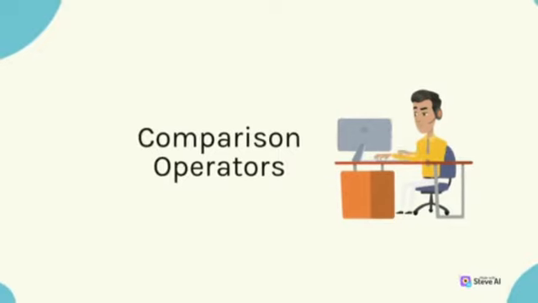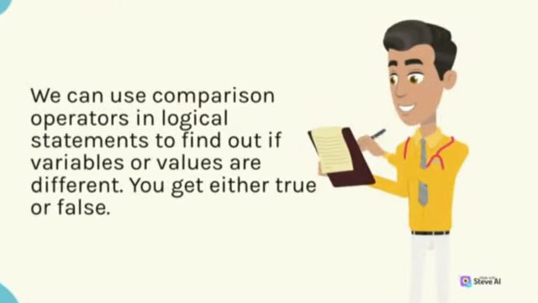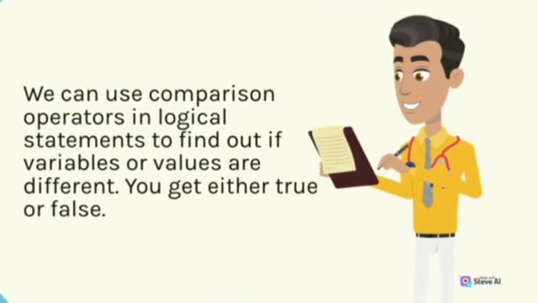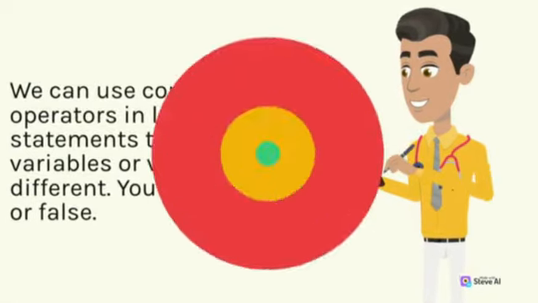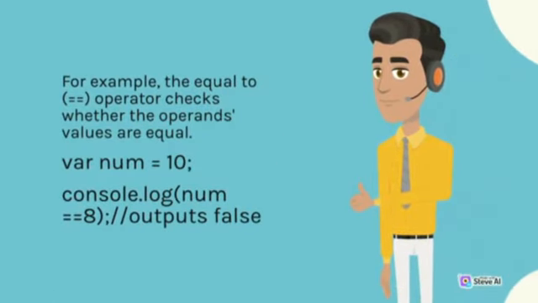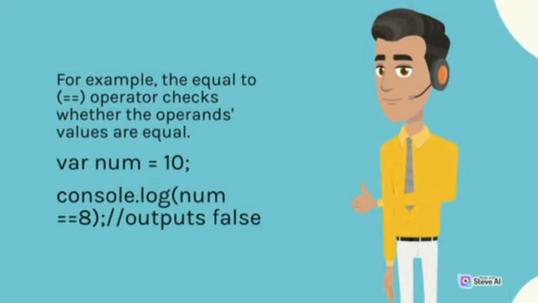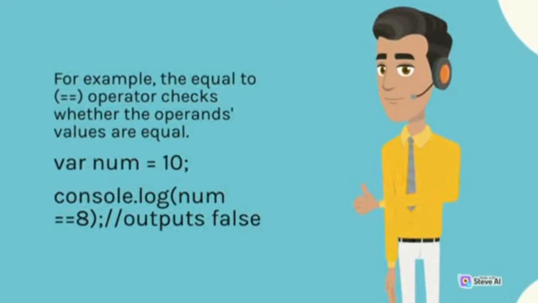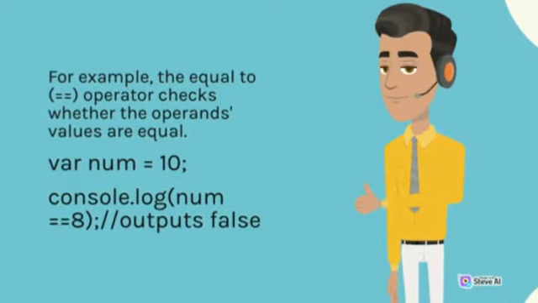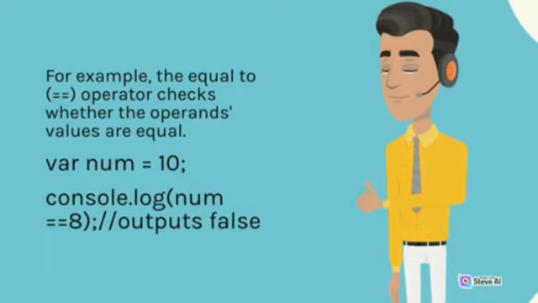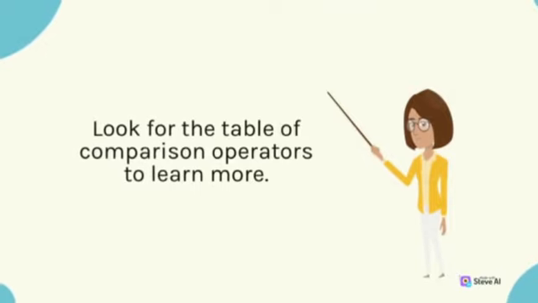Comparison operators. We can use comparison operators in logical statements to find out if variables or values are different. You get either true or false. For example, the equal to operator, double equals, checks whether the operands' values are equal. var num = 10; console.log(num == 8); outputs false. Look for the table of comparison operators to learn more.